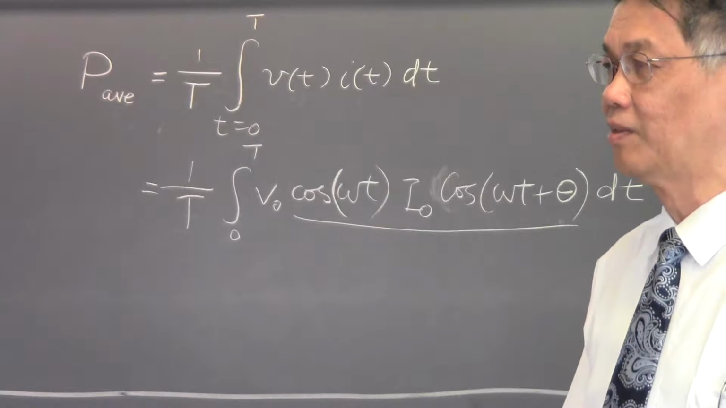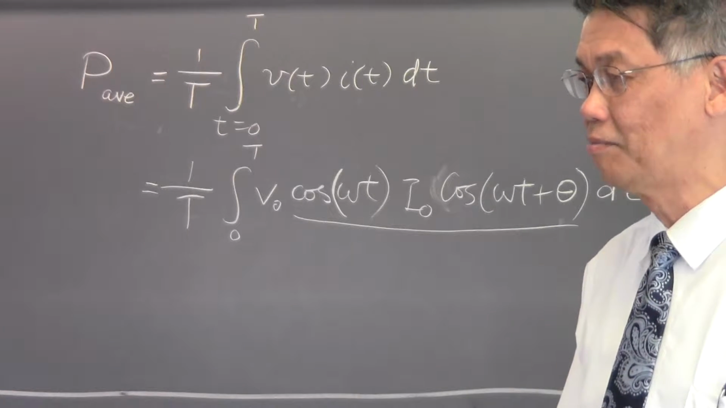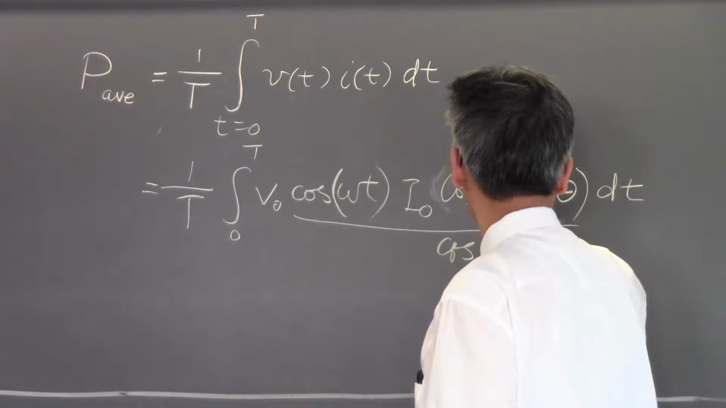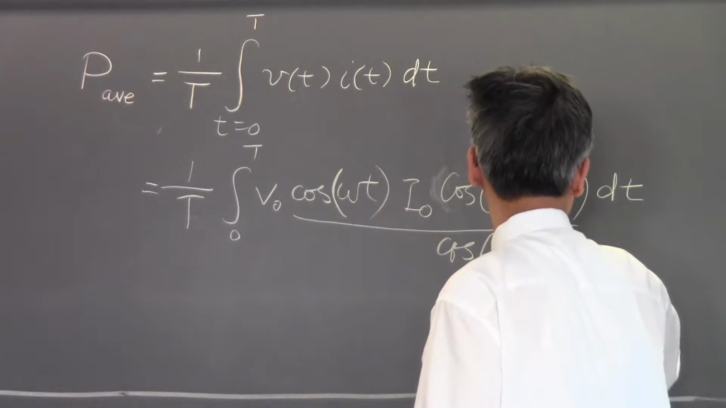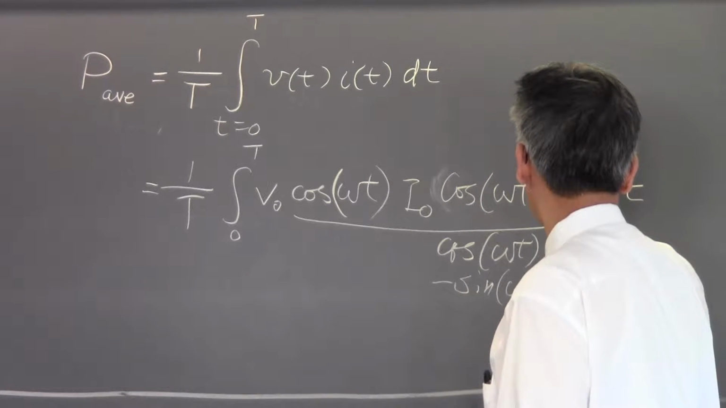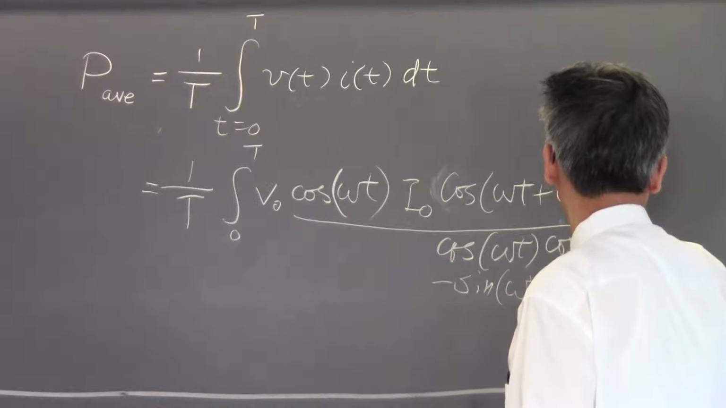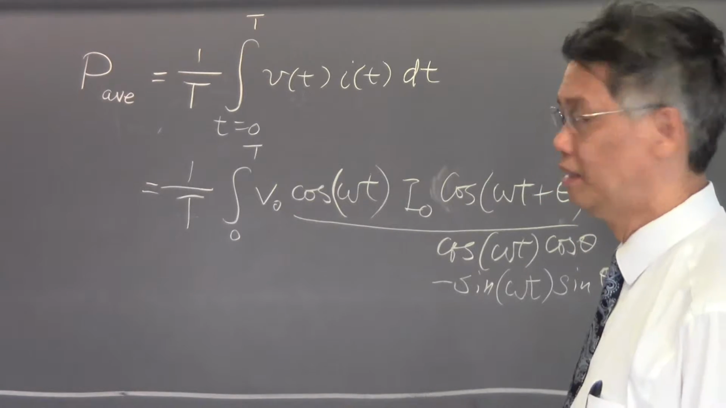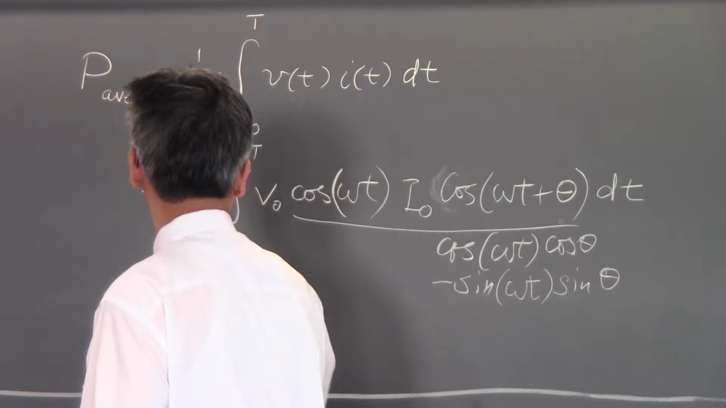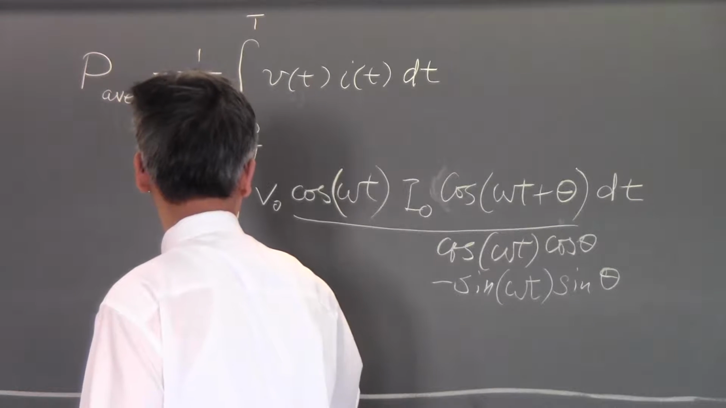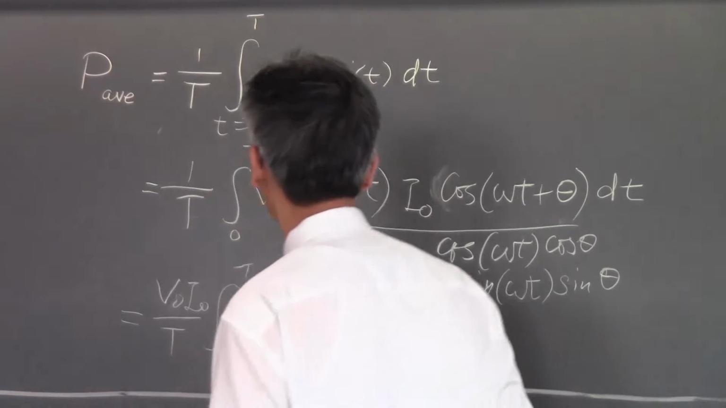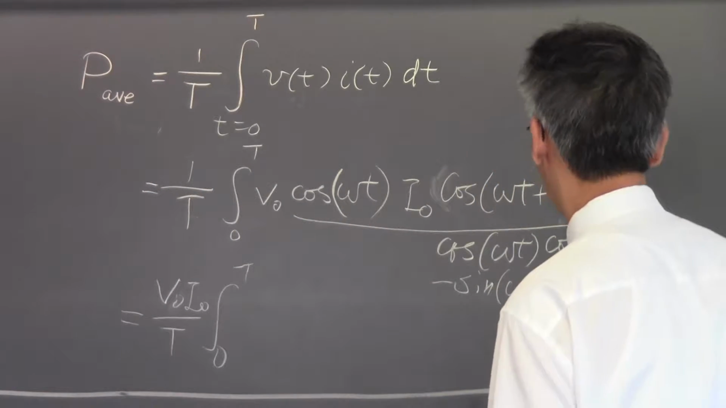You expand the second cosine using cos(A+B). If you expand this second cosine, you get cos ωt cos θ minus sin ωt sin θ. Right? And then you substitute that back in, you get two terms. 1/2 integral from 0 to T. I can put the V0, I0 outside.